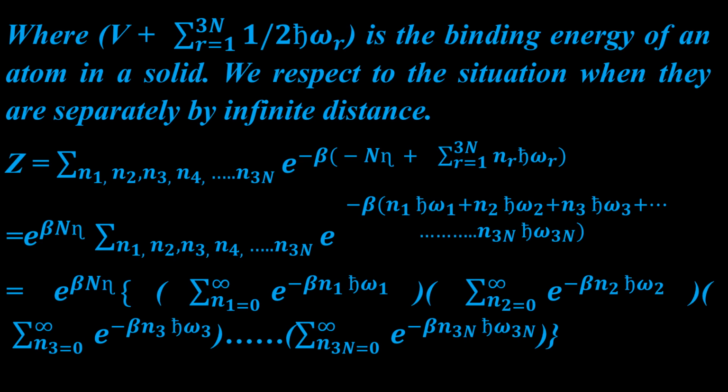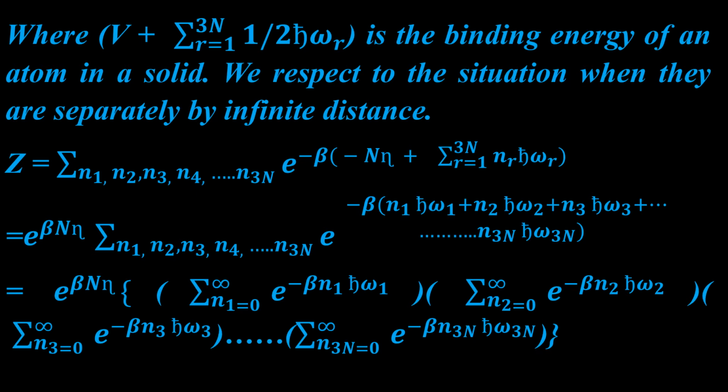Here V plus summation of r equal to 1 to 3n half h cut omega is the binding energy of an atom in a solid. We expect this situation when they are separated by infinite distances.